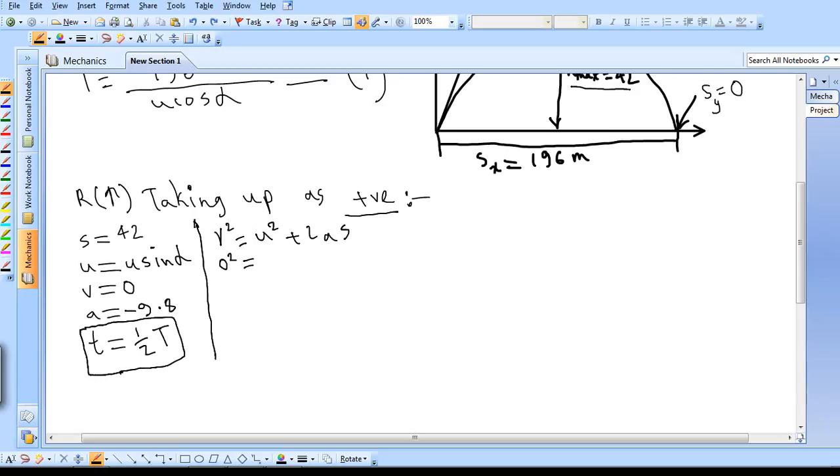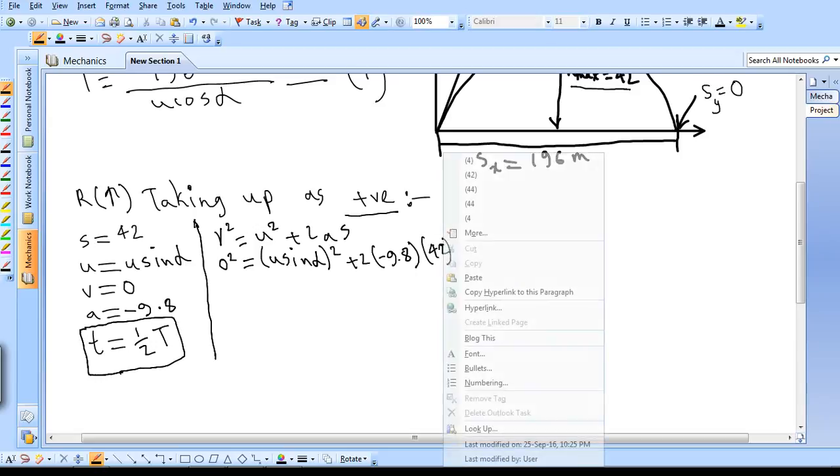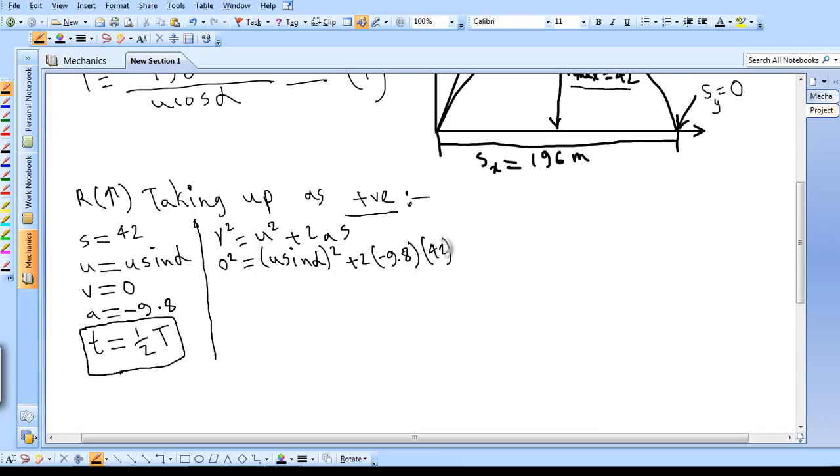Now let us substitute the values. Here u is u sine alpha, the whole squared, plus 2 times a, where a is minus 9.8 and s is 42. This is 42, not 41. So now let us simplify.